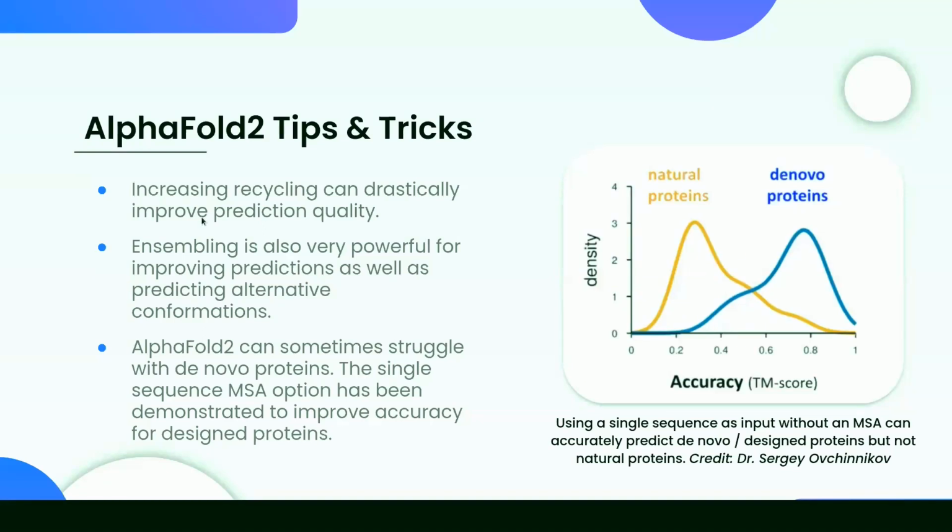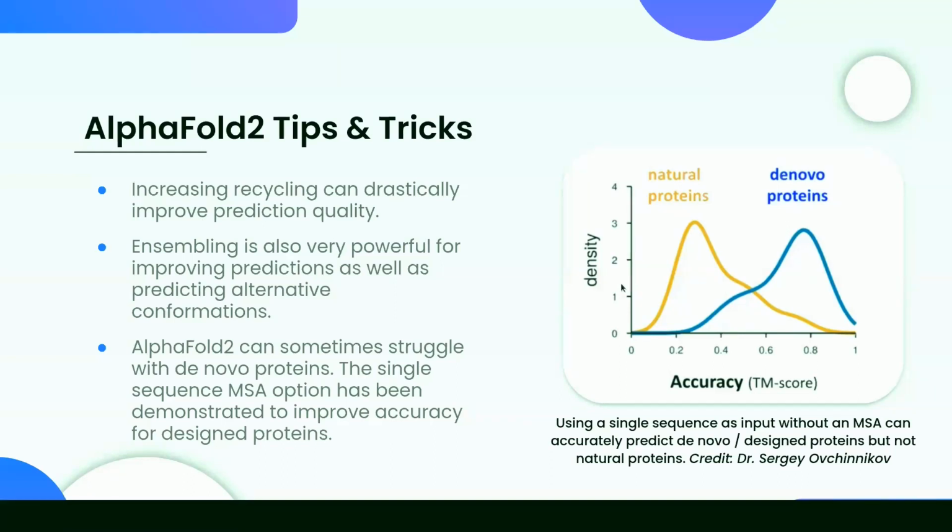Another underrated technique is ensembling. Ensembling is very powerful at improving prediction quality. It does increase the actual inference time, but it can also be used to sample alternative conformations in some cases. So it's a cool parameter to play around with sometimes.